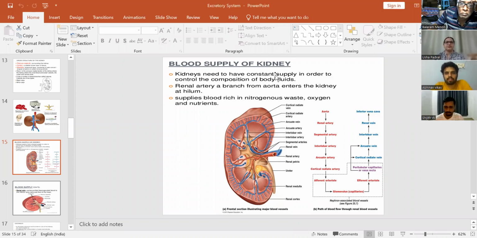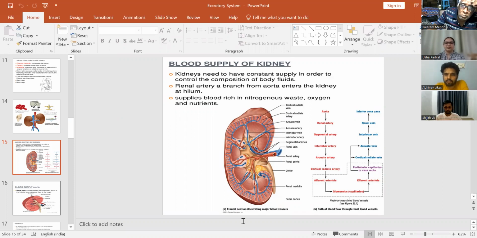Blood supply of the kidneys. How the blood supply works, we will see it now. See, kidneys need to have a constant supply in order to control the composition of the blood fluids. How does the filtration happen?